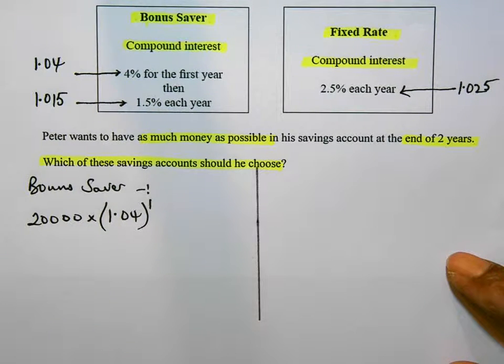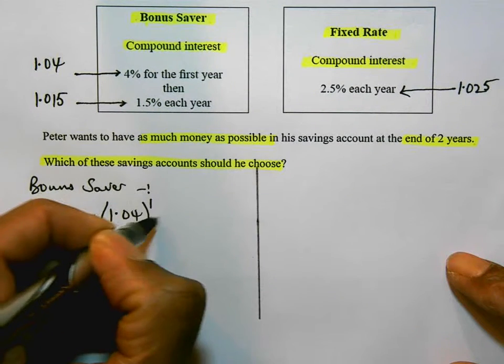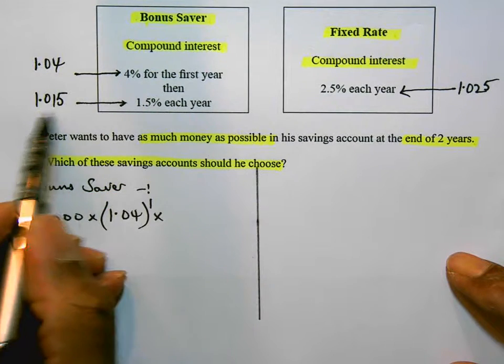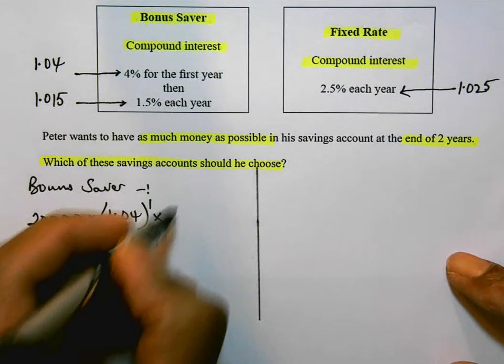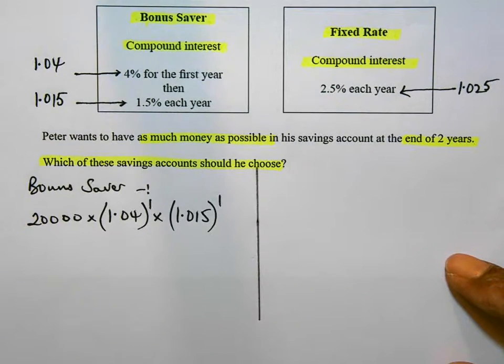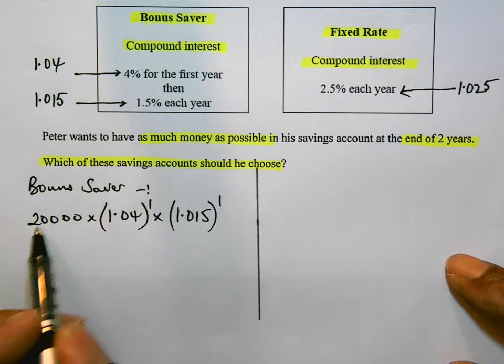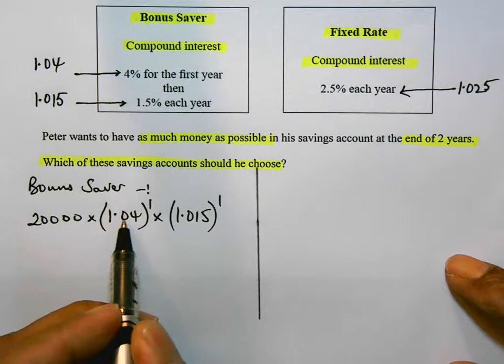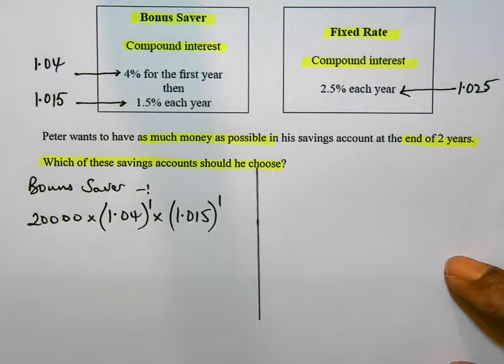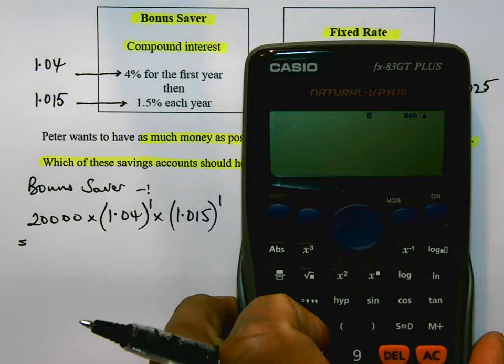I'm going to put that in brackets, and that's for 1 year, so it's going to be to the power of 1, times 1.5%, its multiplier is 1.015, and that's for the second year. So altogether it's 2 years. The first year it's at 4%, and then the second year, that's an extra year, it's 1.015 to the power of 1. I'm going to put this into my calculator and work out a result.